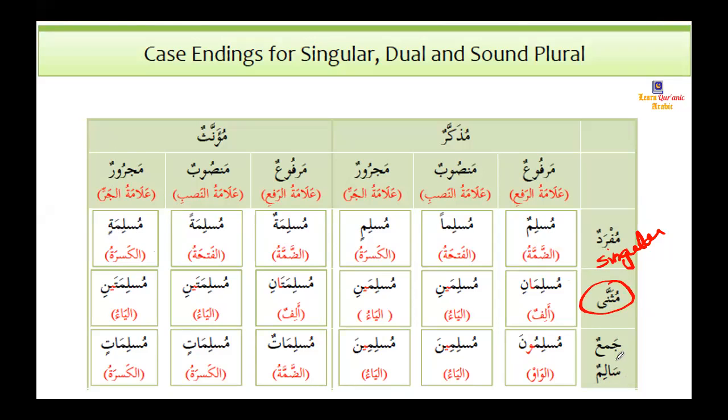So now we're going to do the plural, which is jam'un. So the sound endings, salimun. So muslimun is the marfu case. For mansub case, we said it takes a ya, muslimin. And then the majrur case is also the same. So these two cases are the same. So for the female, it's muslimatun, this is marfu'un. And these two cases are similar. Muslimatin, muslimatin. They both end with a kasra. The mansub case and the majrur case end with a kasra.